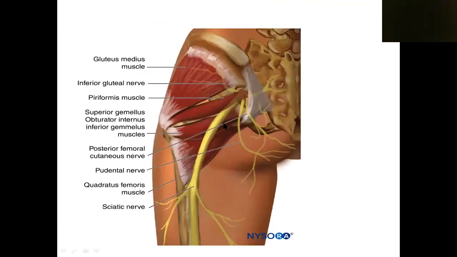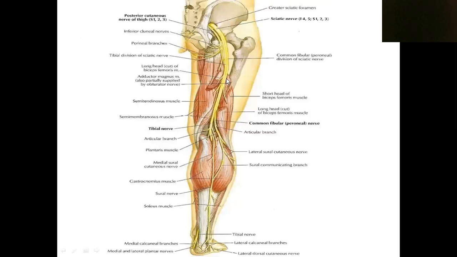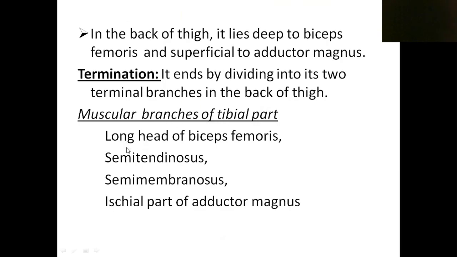When this nerve runs downward through the thigh, it gives some muscular branches to the posterior compartment muscles. The tibial part, or tibial fibers, gives muscular branches to the posterior compartment muscles of the thigh. What are the posterior compartment muscles of the thigh? Here we have the biceps femoris, semimembranosus, and semitendinosus. So the tibial part gives muscular branches to biceps femoris, semitendinosus, semimembranosus, and the ischial part, or hamstring part, of the adductor magnus.